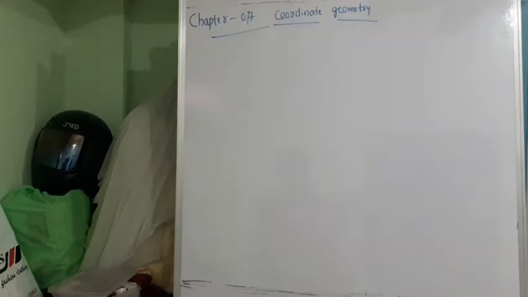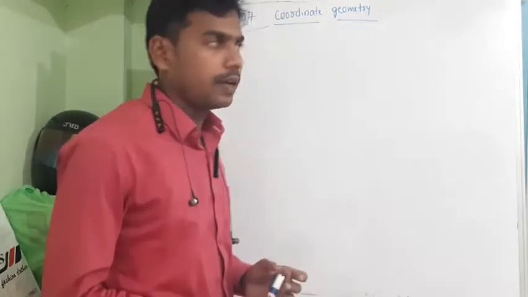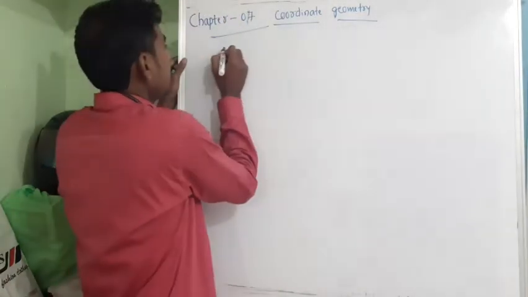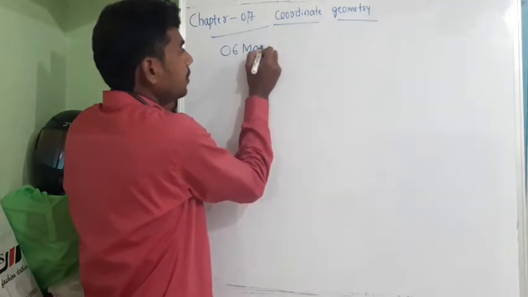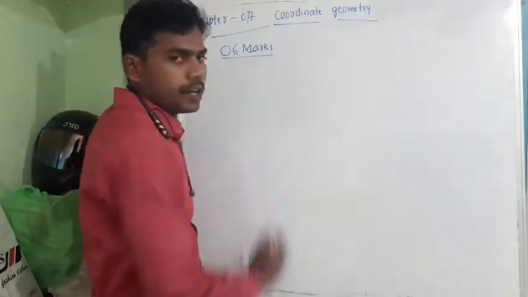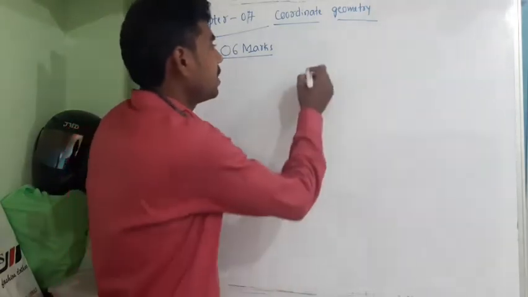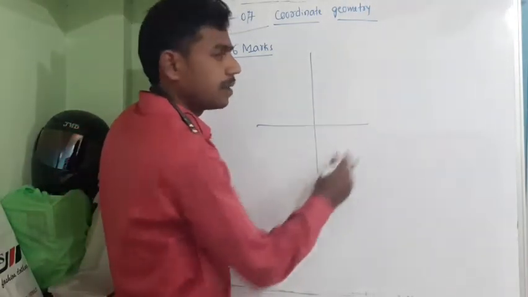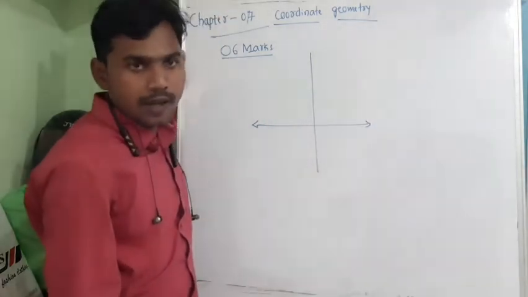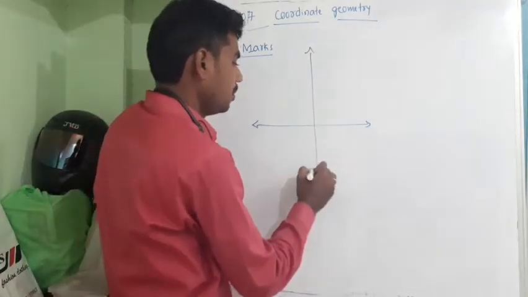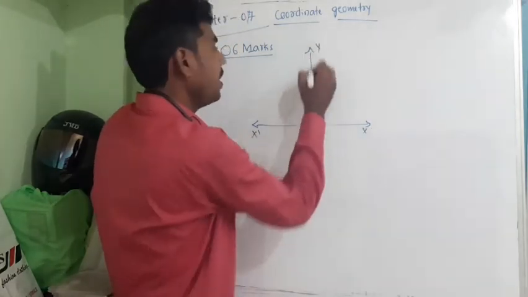Dear students, we'll start with the new chapter, that is chapter number 7, coordinate geometry. And the weightage for this is you'll get 6 marks from this particular chapter. And already you have studied coordinate geometry in your 9th standard. So there you studied what is the Cartesian plane, and how a point is represented on a Cartesian plane. So you are going to see that was x dash, y dash.